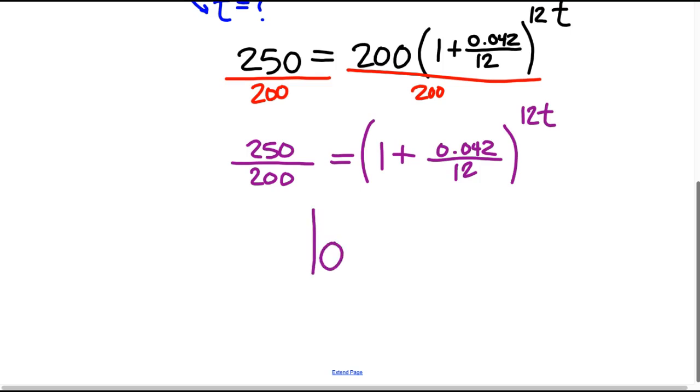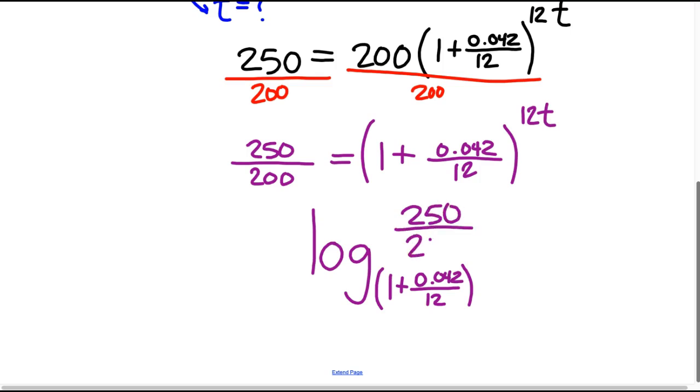This ends up being a crusty looking log base, because the base of the log is 1 plus 0.042 over 12. And then I'm taking the log of 250 200ths, or if you changed it, 1.25. And that equals 12t. It's crazy.